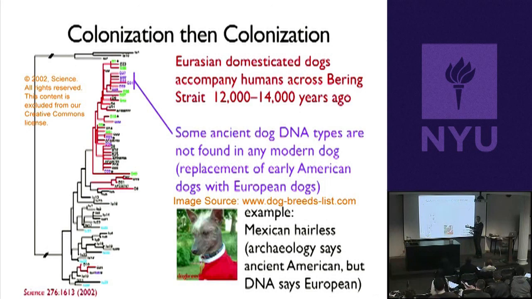Beyond mitochondrial DNA and Y chromosome DNA, what other DNA is there? Mitochondrial DNA, Y chromosome. Is there any other DNA? Regular DNA, right? All of the other chromosomes, right? The X chromosome, which travels through males and females. All of the autosomes, so the second chromosome, the third chromosome, all 23 chromosomes, okay?